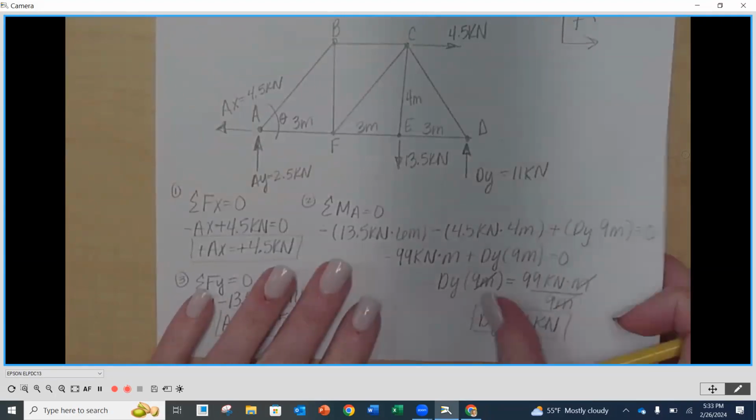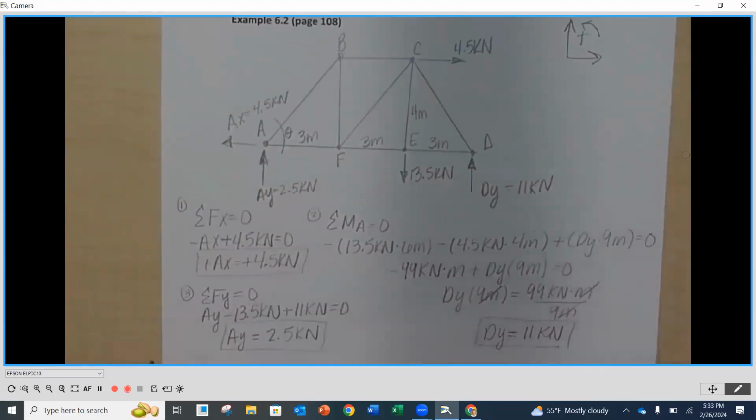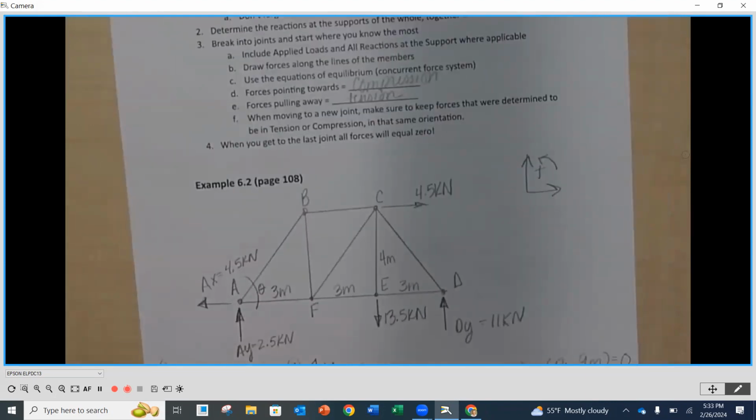Okay. So now what we're going to do is we are going to go to the next page in our handout. Hold on.